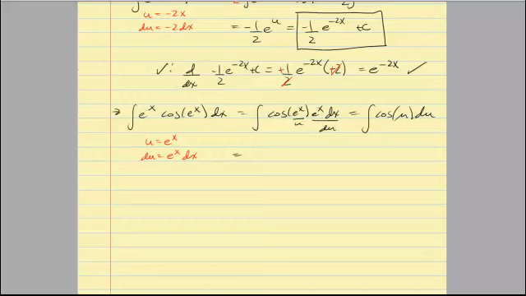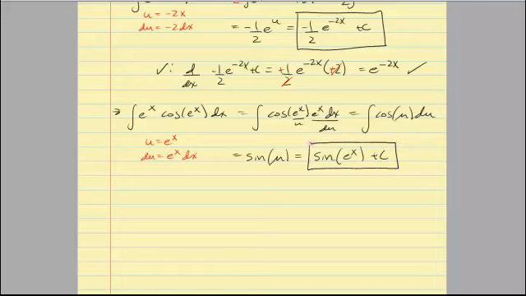Now this one is one that we recognize for sure. The integral of the cosine of u du is equal to the sine of u, but we have to back substitute. U in this case was e to the x plus c. And again, you can check your answers for these as well. Let's go ahead and look at one last one for an example.